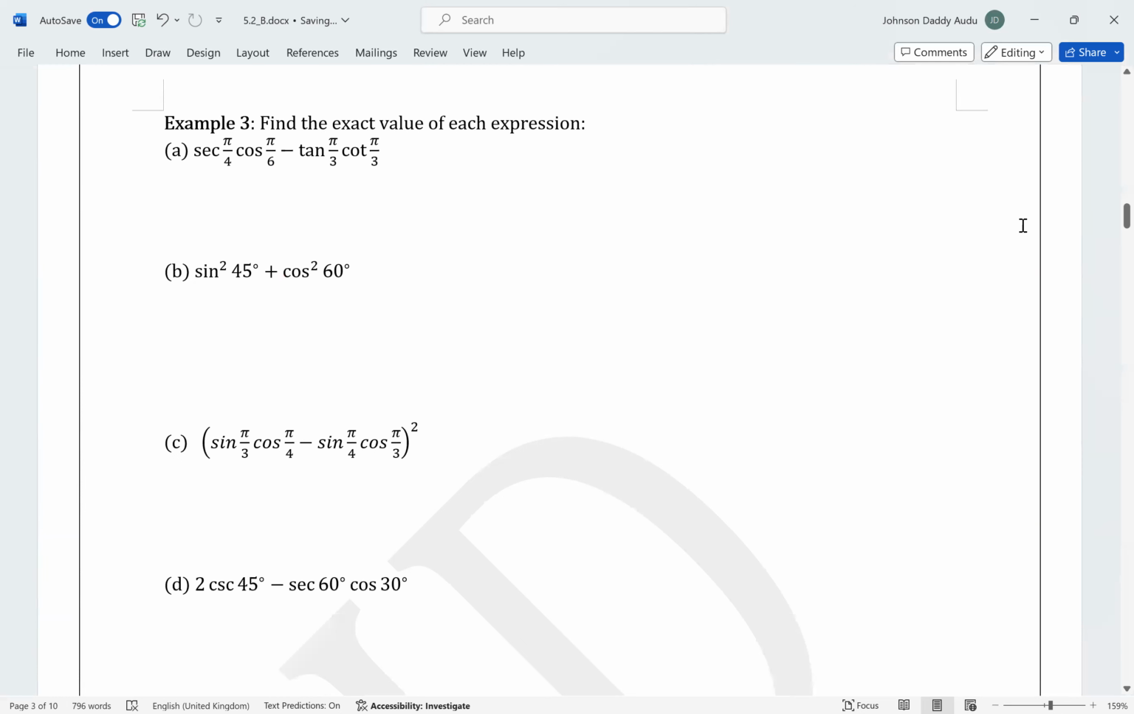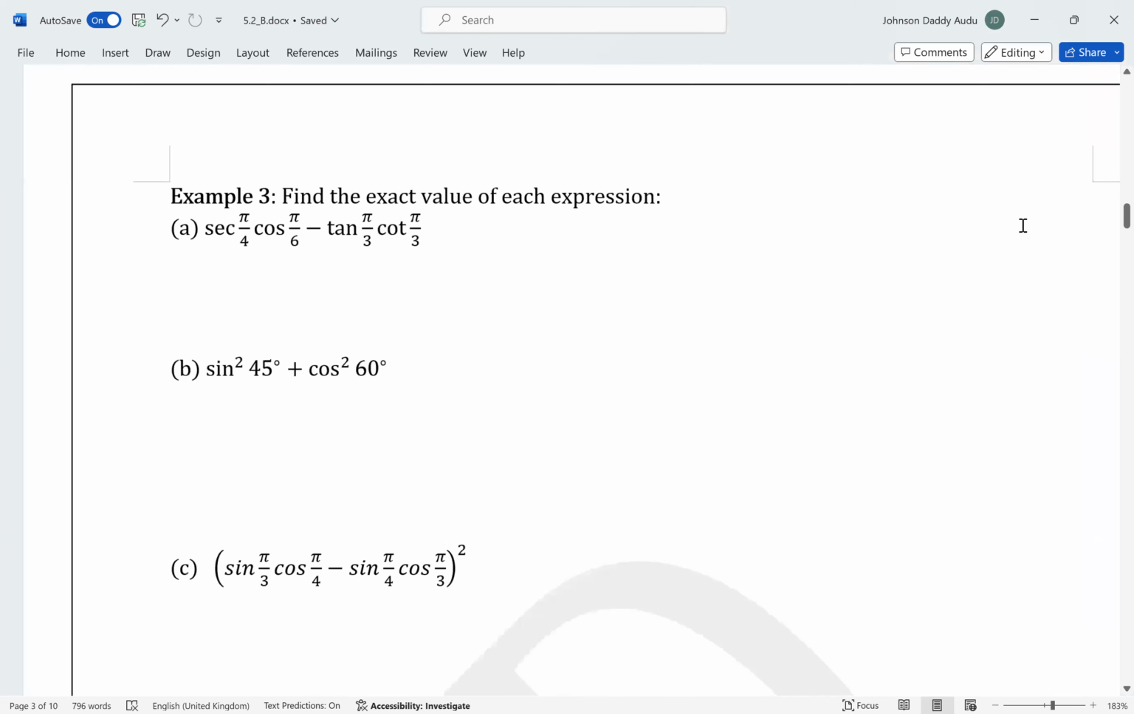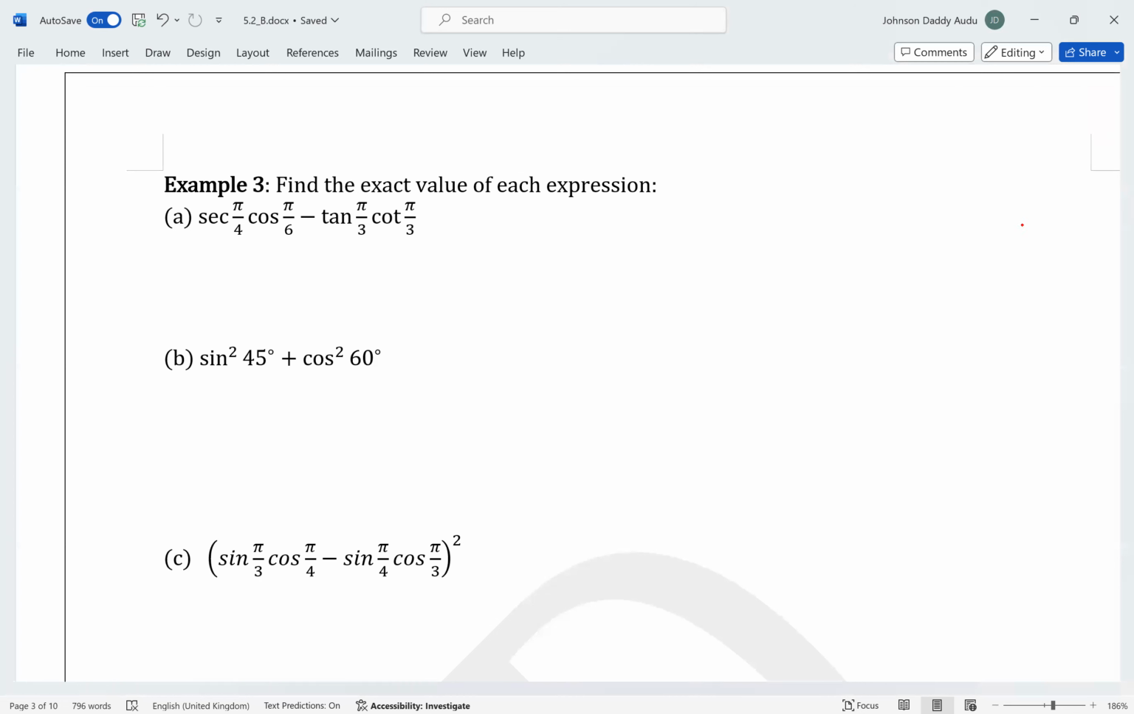We want to find the exact value of the expression. So we want to find sec pi over 4, which is the same thing as sec 45. But we know what cos 45 is. Cosine pi over 4 is 1 over root 2, right? So sec will be just root 2.